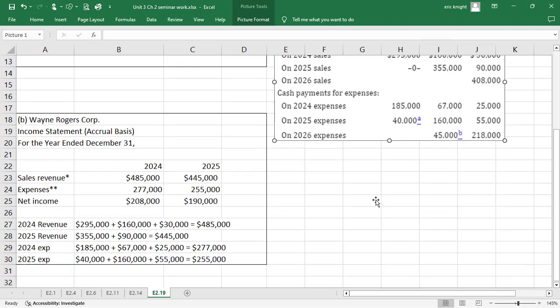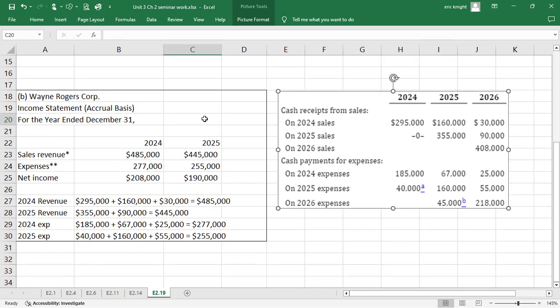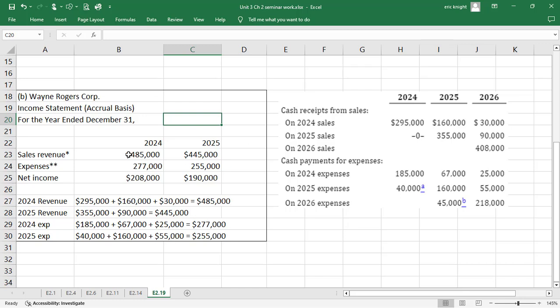Now, to do the accrual basis, go horizontally. So take all the sales, whether or not you receive the cash that year or not, so 295, 160, 30,000, add those up, and that gives you the revenue for 2024. For 2025, you do 0 plus 355 plus 90, that gives you 445. Then the expenses go horizontally, 185, 67, 25, that gives you 277, 40, 160, 55, that gives you 255, and so then you can get your profitability.